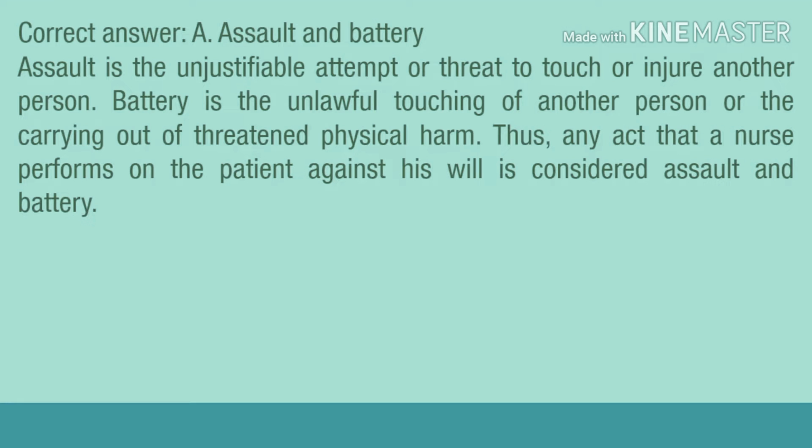Correct answer, A. Assault and battery. Assault is the unjustifiable attempt or threat to touch or injure another person. Battery is the unlawful touching of another person or the carrying out of threatened physical harm. Thus, any act that a nurse performs on the patient against his will is considered assault and battery.